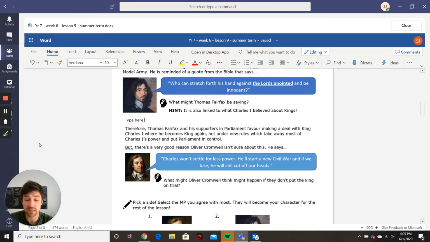And there's a good reason he isn't sure about making a deal with Charles I. He says, Charles won't settle for less power. He'll start a new civil war, and if we lose, he will still cut off our heads. What does Oliver Cromwell think might happen if they don't put the king on trial?